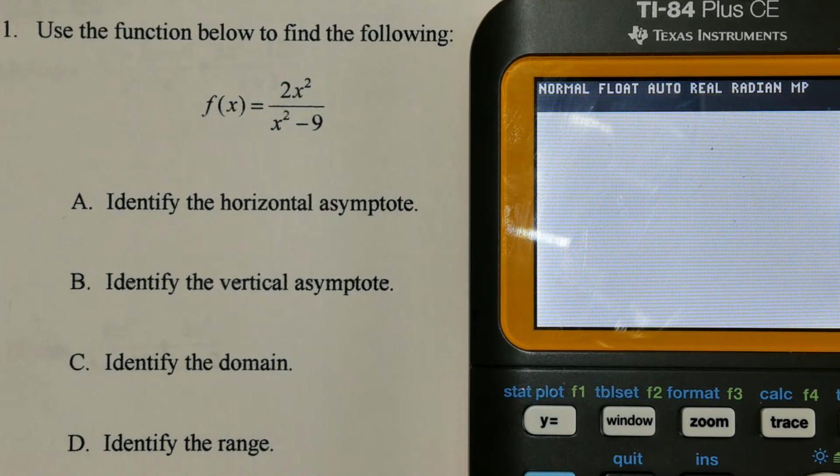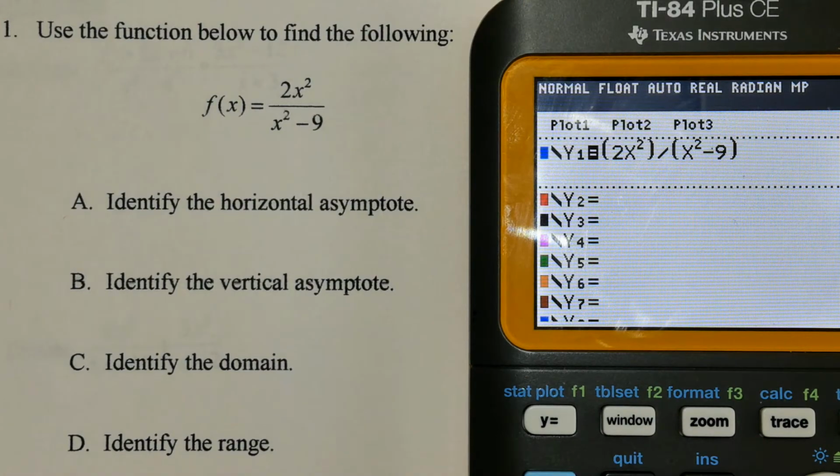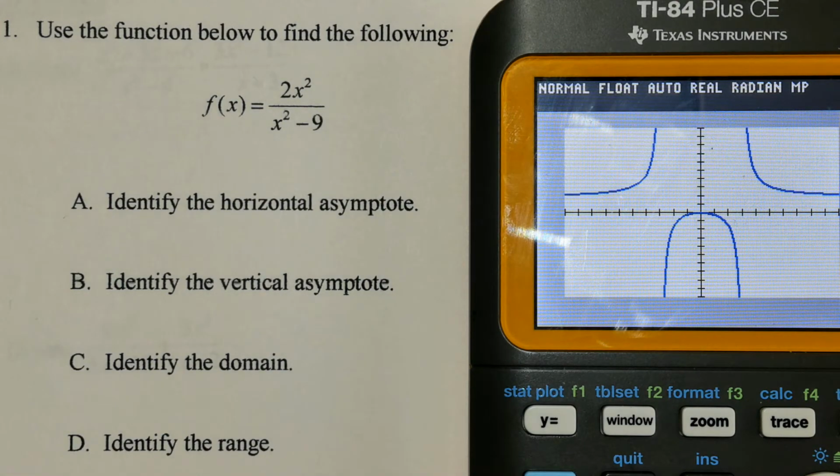In this problem, we're asked to identify the horizontal and vertical asymptotes and the domain and range. I'm going to start by putting this function into the graphing calculator. Notice that I put parentheses around the numerator and parentheses around the denominator. And then I went ahead and graphed it.